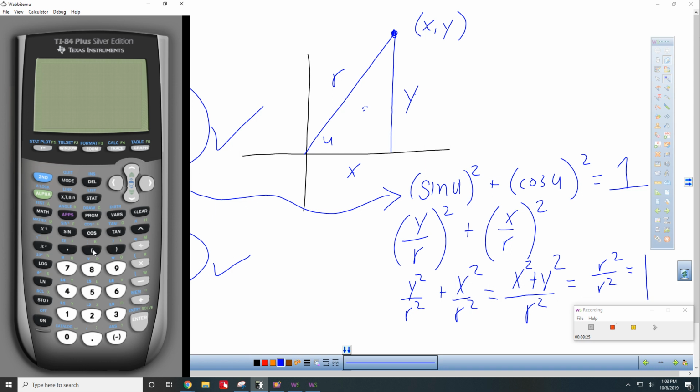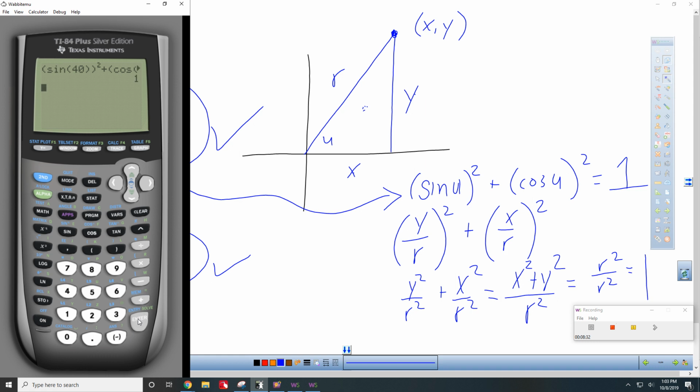Okay? I guess to prove this to you guys furthermore, check this out. I got to turn this thing on. It takes a while. All right, check this out. How about parentheses, sine of 40 squared plus cosine of 40 squared.